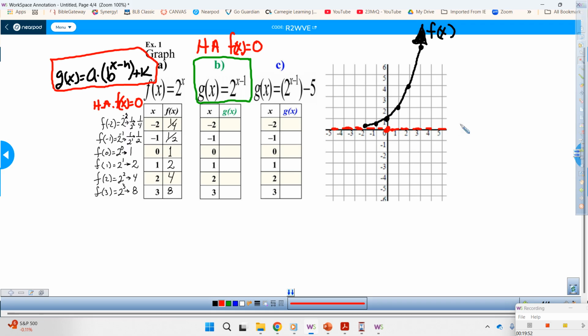Okay. So they're doing a transformation. Before we do that, look at the parent function. Here's our parent function. What's going to happen to this function according to this transformation? Talk it over with your neighbor. If that one is our h, what is that going to do to the entire function?